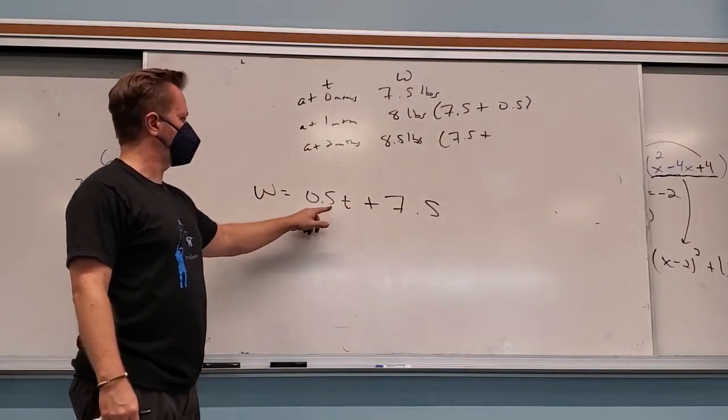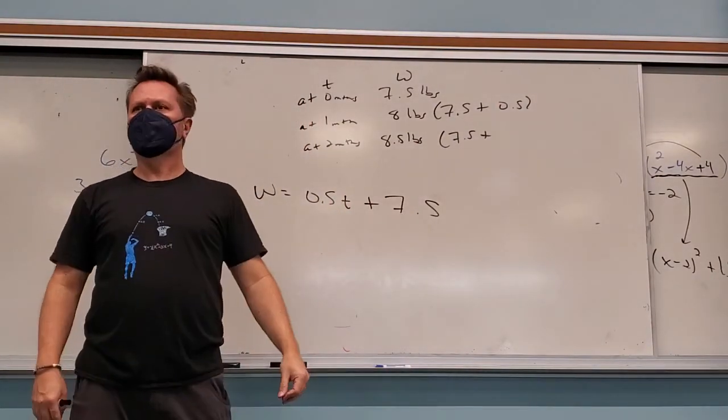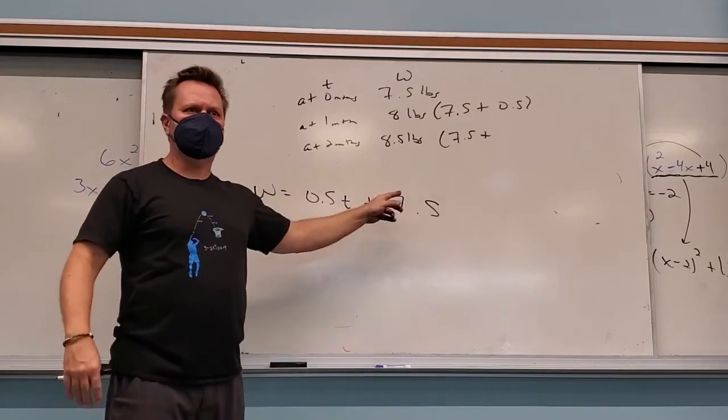So what about 3 months? Wouldn't you take half a pound times 3 to figure it out and then add it to 7.5?